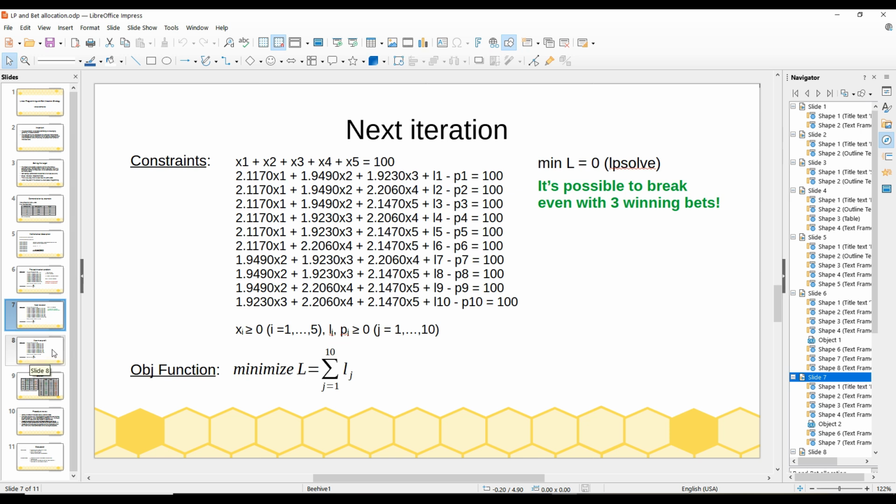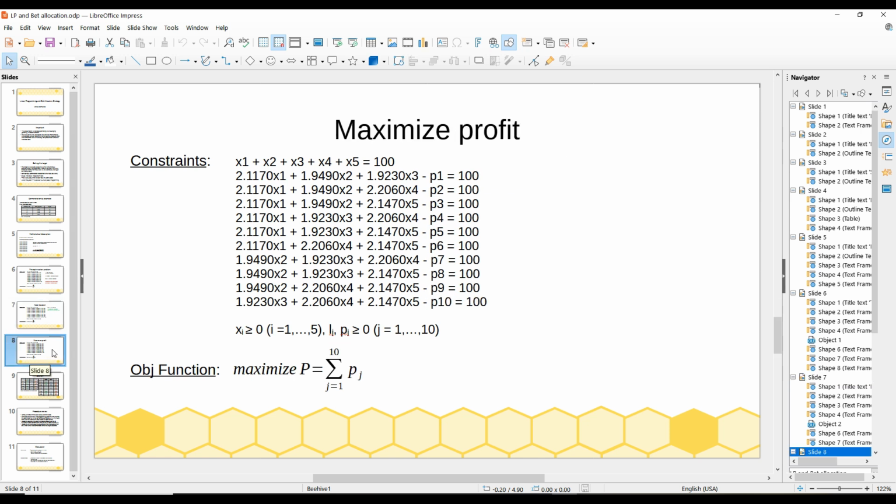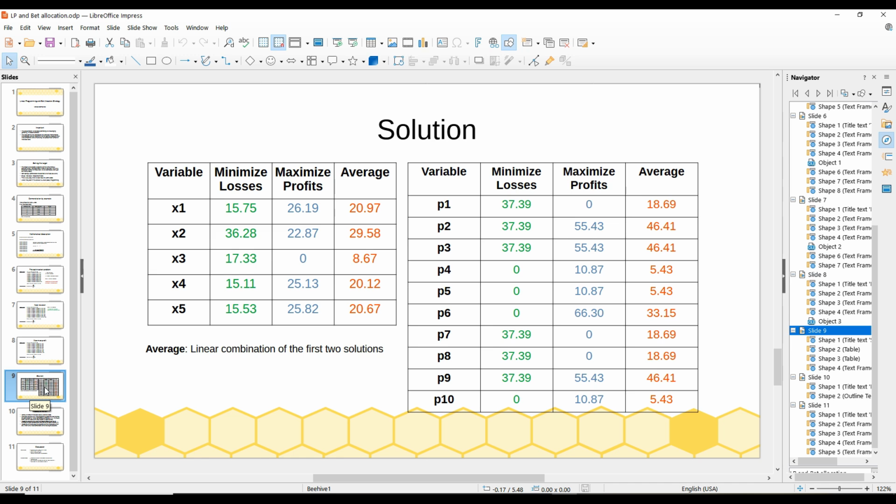Well, no. We reformulate the problem. We know now that the L variables are equal to 0, so we get rid of them. And we only need the P variables, the profit variables. And we change the problem in such a way that we maximize the total sum of the P variables, the profit. And we get back another answer. Let's see those answers. Of course, the algorithm stops in this case.